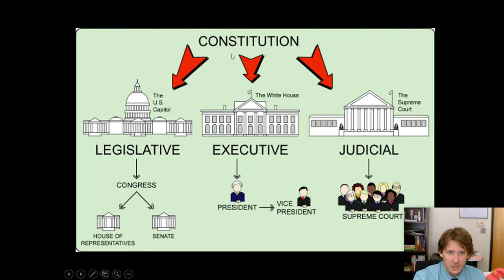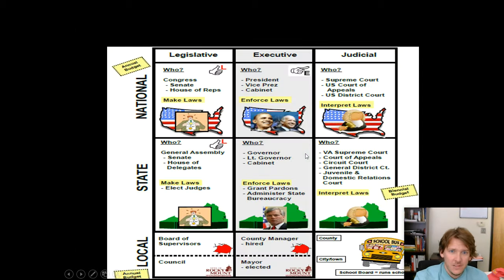The Constitution explains the three branches of government: the legislative branch, the executive branch, and the judicial branch. The articles tell us the powers of each branch of government. Article 1 explains this branch, what this branch can do, and who is in it. Who is in the executive branch? Who is in the judicial branch?